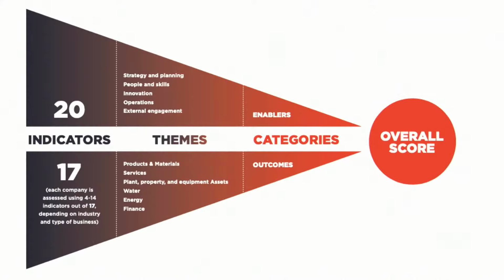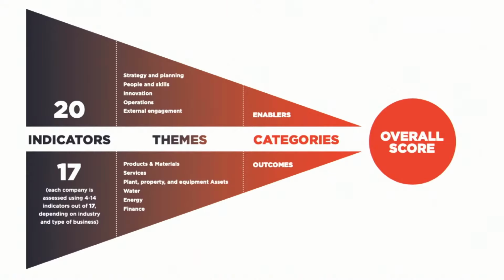Right, so it sounds like there's lots of different levers that Circulytics can activate, but how does it work? What does it really measure? Basically, Circulytics is divided into two categories. So on the top half, we have the enablers. They look at the enabling conditions that need to be in place in the company to make that transition.